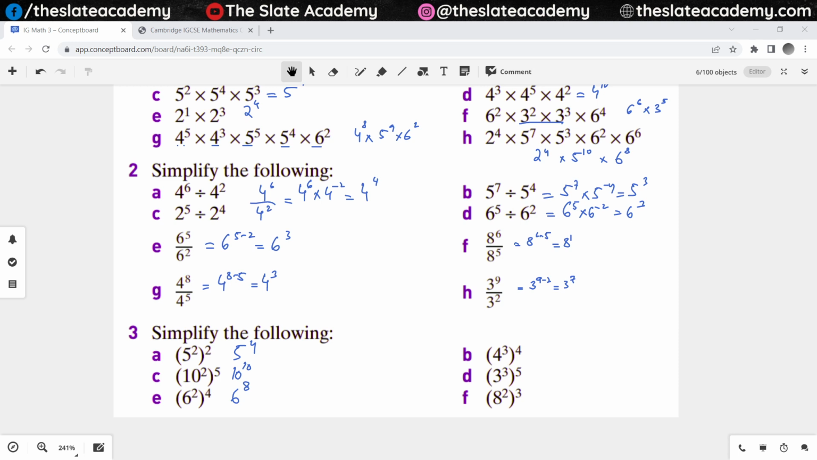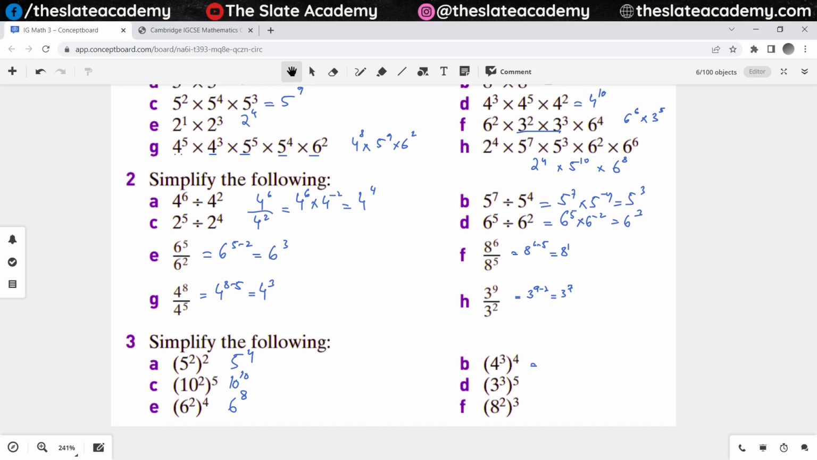B will become... what would be the answer for B, D and F quickly? Ms. Aisha, B. Which two numbers? If there is power on top of power, what's the rule? We have to multiply them. So the answer would be 4 to power 12. Miss Noor, answer for part D.